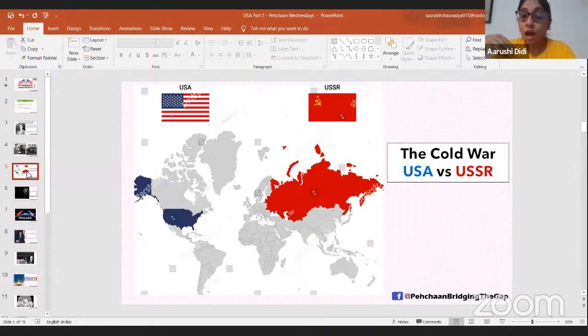And on the left hand side, we have seen this before, the map of the USA, along with the flag of the USA, right? So these are the two countries that were in this Cold War. Now what is the Cold War? Cold War is a time period where these two countries had tension between them. They weren't actually going to war with each other. They had weapons and tanks, but they weren't using them, okay? Each of these countries wanted to prove that they were the most powerful in the world, the superpower with the power to take over the world.